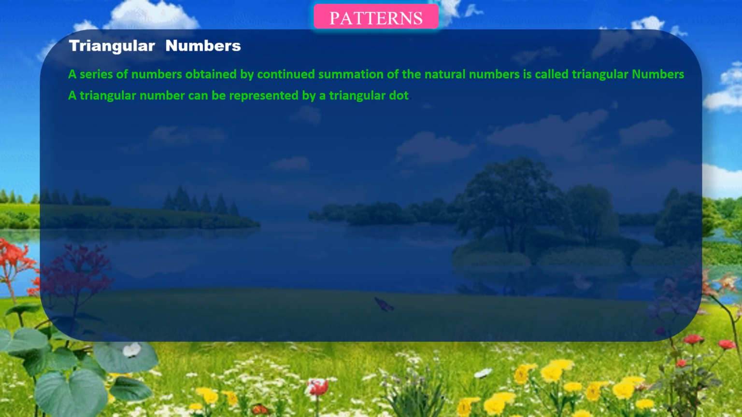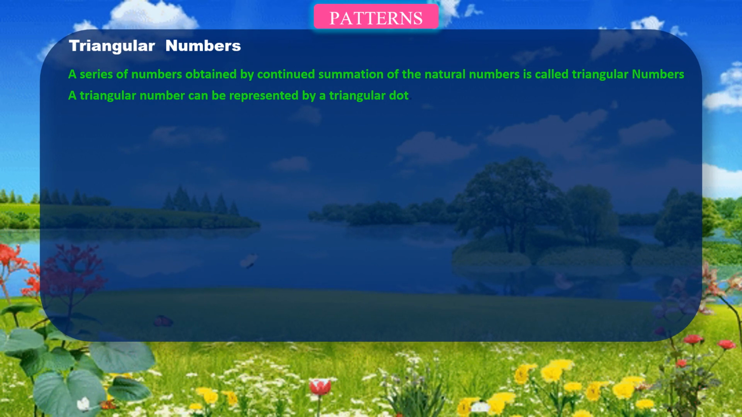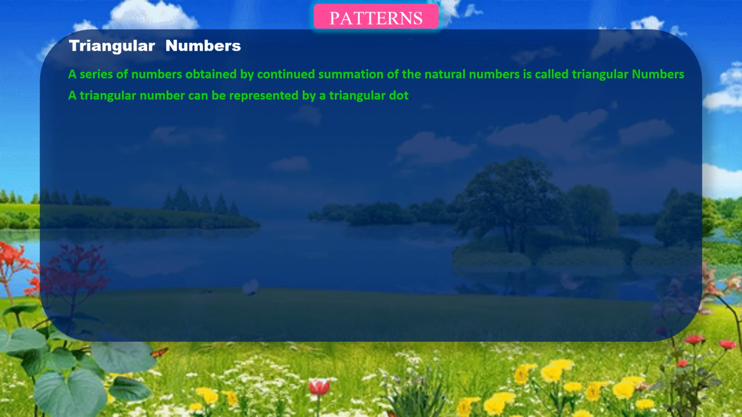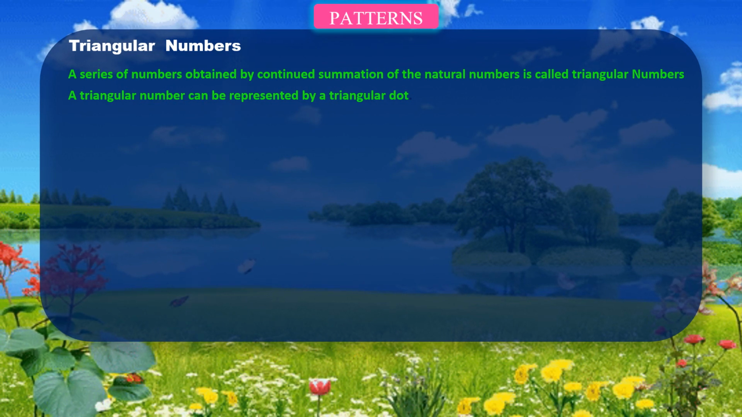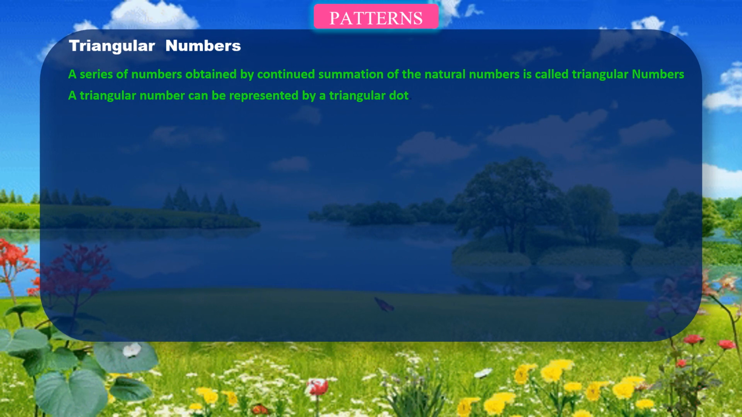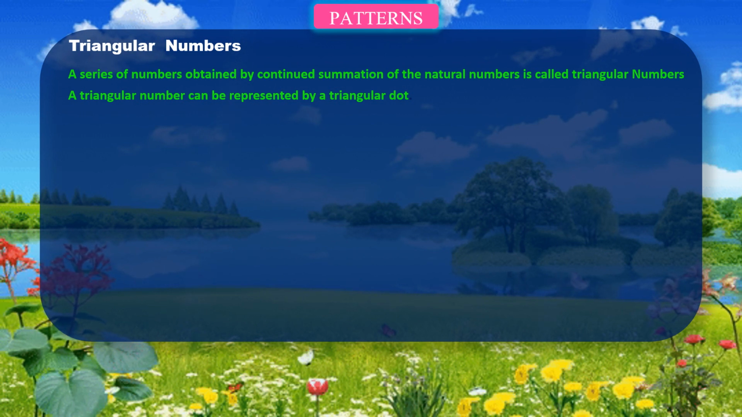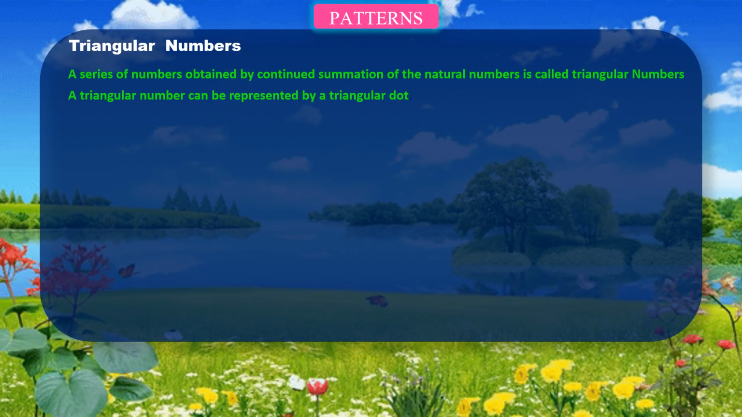Triangular numbers. A series of numbers obtained by continued summation of the natural numbers is called triangular numbers. How do we get the triangular numbers? Keep on adding the natural numbers and we will get triangular numbers. The natural numbers are 1, 2, 3, 4, 5 and so on. Now we are going to see how to make the triangular numbers by adding natural numbers.